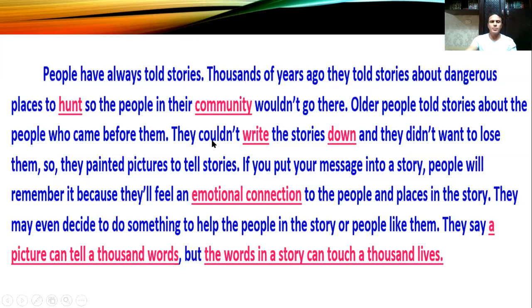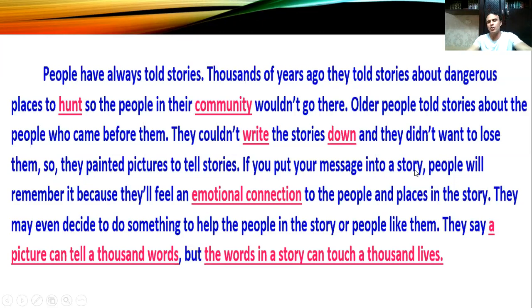Older people told the stories about the people who came before them, like our grandfathers, our ancestors. Okay، السابقين، السلف بتوعنا. They couldn't write the stories down. In the past, people couldn't write the stories down. There was no written language. ما كانش في لغة مكتوبة عادة، فما كانوش بيسجلوا هذه القصص. And they didn't want to lose them, so they painted pictures to tell stories. على الكهوف والحاجات دي تلاقي صور مرسومة بيخبروا بيها قصص. زي الفراعنة برضو بيخبروا قصص الحصاد، برضو بيرسموا صور مع اللغة بتاعتهم.